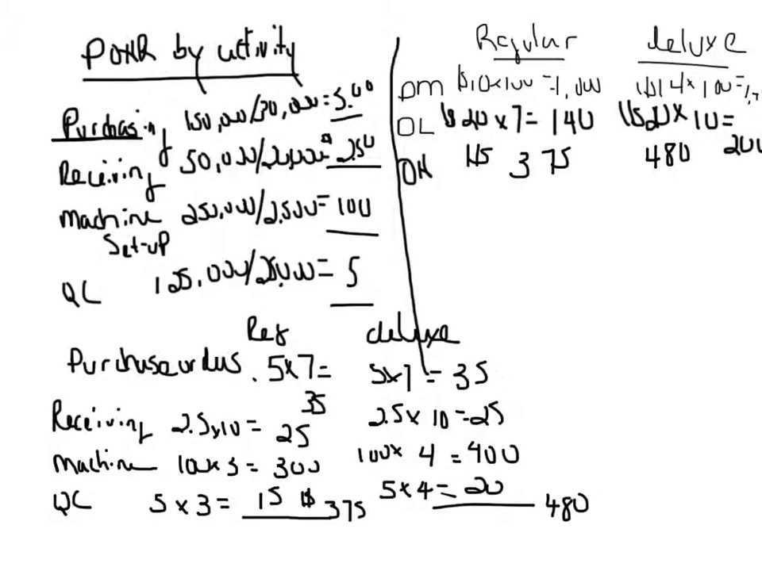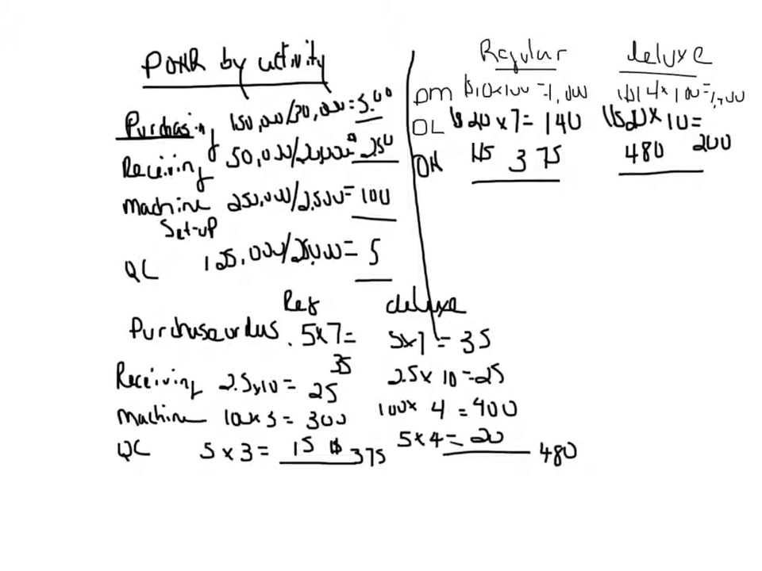So we already did the calculation for direct materials. We've already done the calculation for direct labor. We just did the calculation for overhead. So now we can come up with total costs for the product. And what does that come out to for regular? 375.